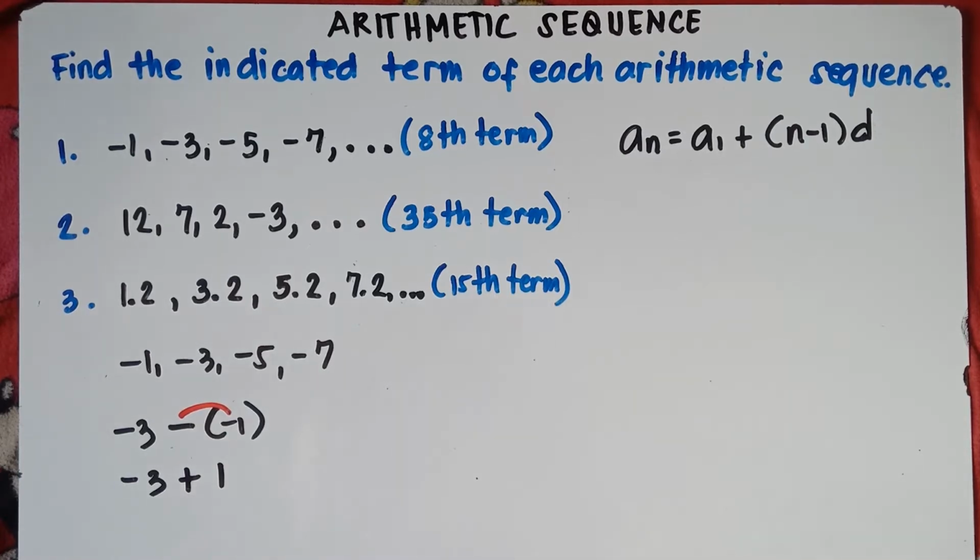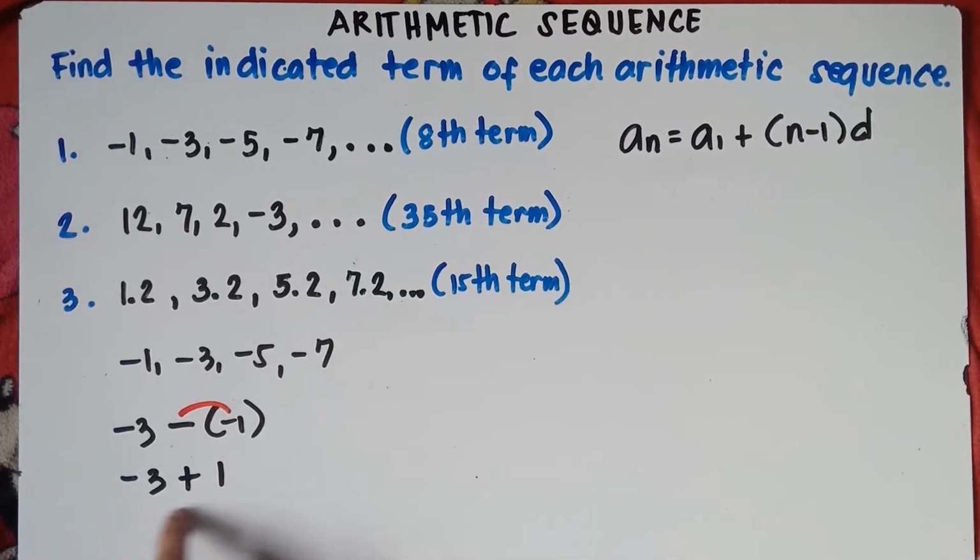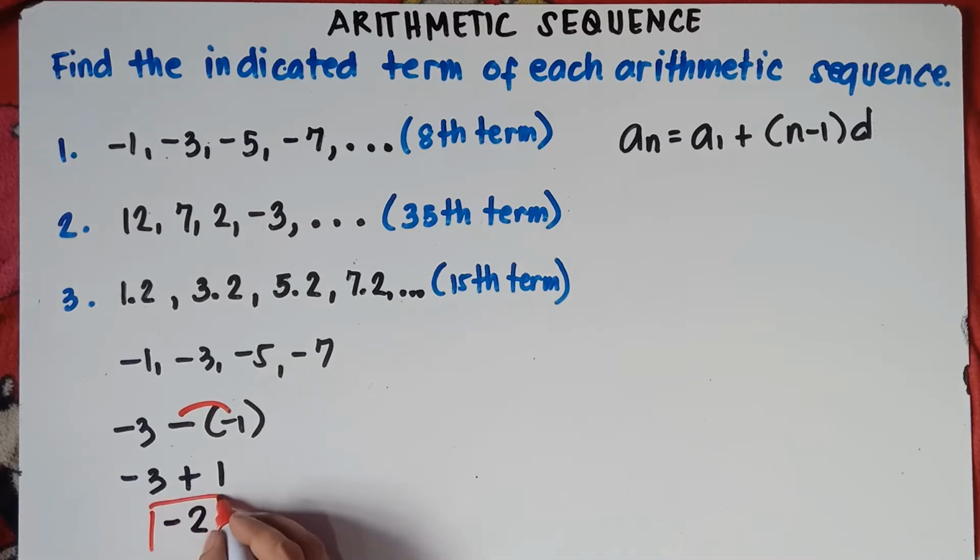If the signs are not the same, simply subtract, then copy the sign of the larger absolute value. 3 minus 1 is 2. Then copy the sign of the larger number. 3 is greater than 1. That's why we have negative 2. So the common difference is negative 2.